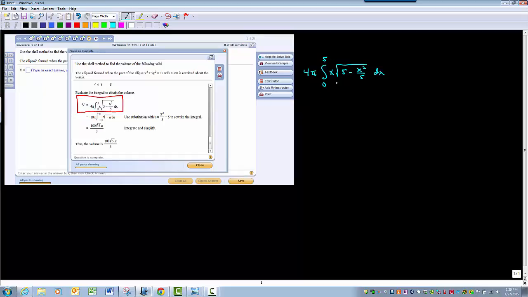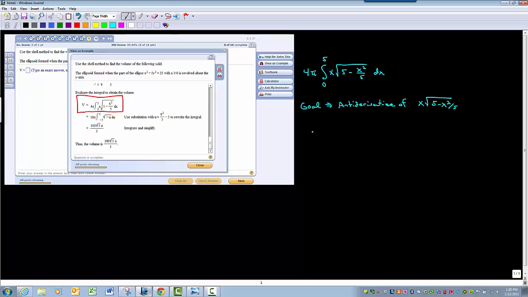So here's the thing. Your goal is to find an antiderivative of x times the square root of 5 minus x squared over 5. You need to find a function that when you differentiate it, it gives you this. That's not easy to see. Okay? I don't think you can see it off the top of your head, and this is what you should try.